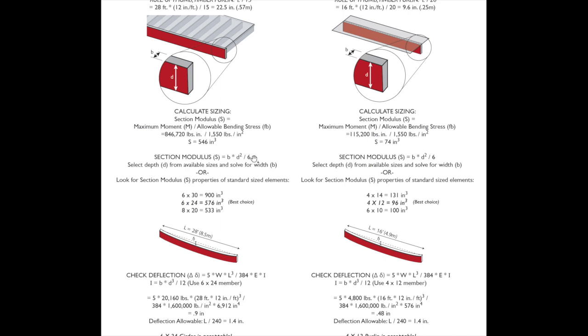Solving then for the section modulus, we can see that in this one, a 6 by 24 is going to comply. Checking the deflection, we find that the 6 by 24, in fact, is acceptable. For the purlin, running through the chart, we find a 4 by 12 is acceptable and exceeds the section modulus. Going through the deflection, we find that that's also acceptable.